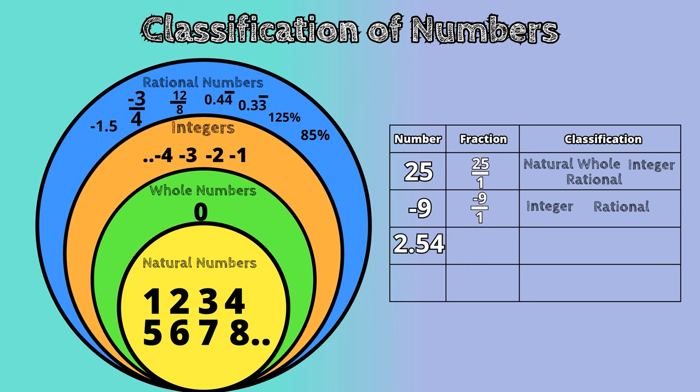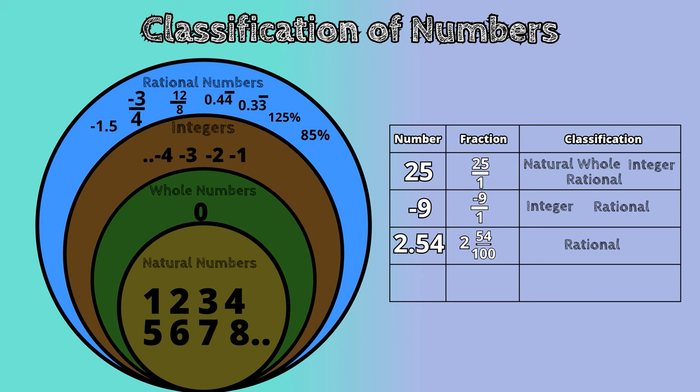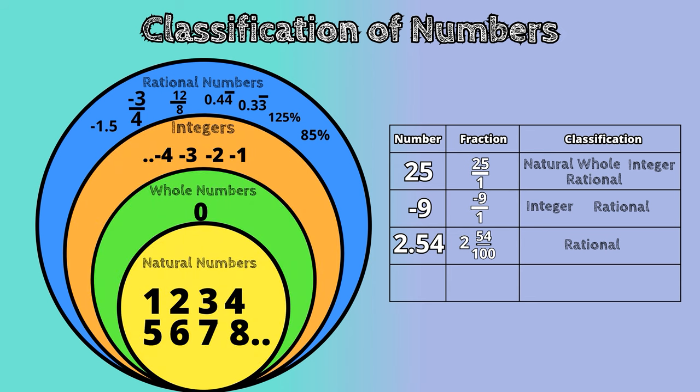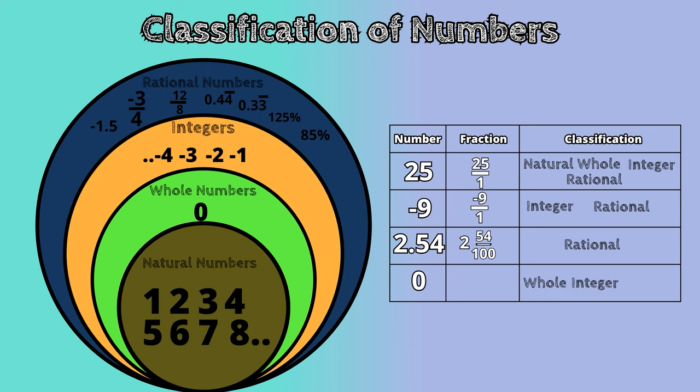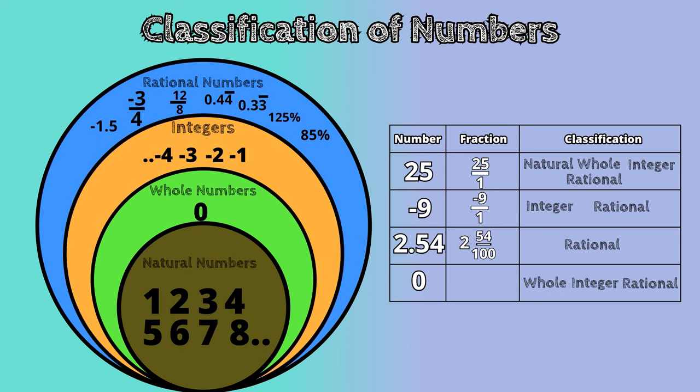The number 2 and 54 hundredths would be classified only as a rational number. Integers do not include decimals, only the digit 0, positives and negatives. Whole numbers also do not include fractions and decimals, and natural numbers do not include decimals and fractions. Lastly, how would we classify the number 0? The number 0 would be classified as a whole number, integer, and rational number because natural numbers do not include the number 0.